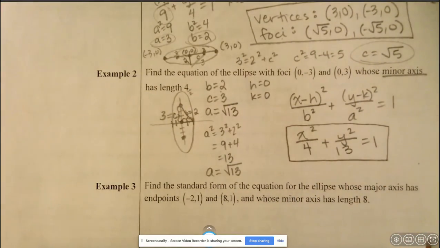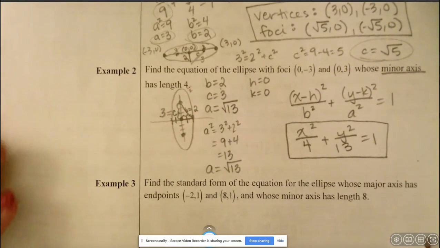Once you've found your variables, substituting into your formulas is pretty straightforward, but you need to know which formula to use, and you need to know which variables to look for and what they all mean. Let's look at another example.